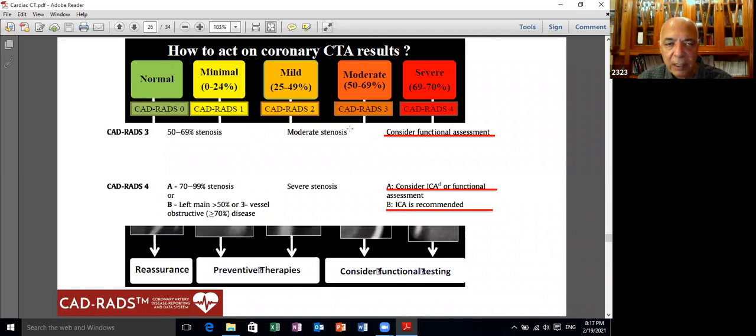So long as the CT angiography shows a mild or minimal stenosis below 50%, prophylactic therapy, medical therapy alone. If you go between 50 and 70%, consider a functional test. If you go above 70%, a functional or invasive angiography. If you have left main or three vessel disease, then an invasive angiography.